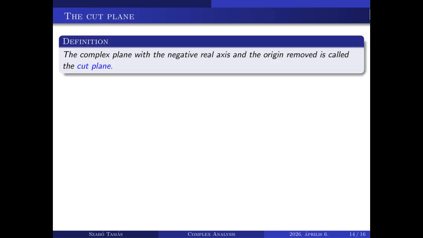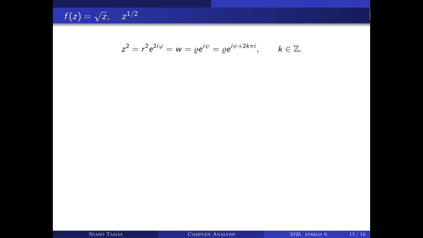The cut plane. The complex plane with the negative real axis and the origin removed is called the cut plane. f(z) = √z, or z^(1/2). Suppose z² = r² e^(2iφ), and this is equal to w = ρe^(iψ), which is also equal to ρe^(i(ψ + 2kπ)), where k is an integer.